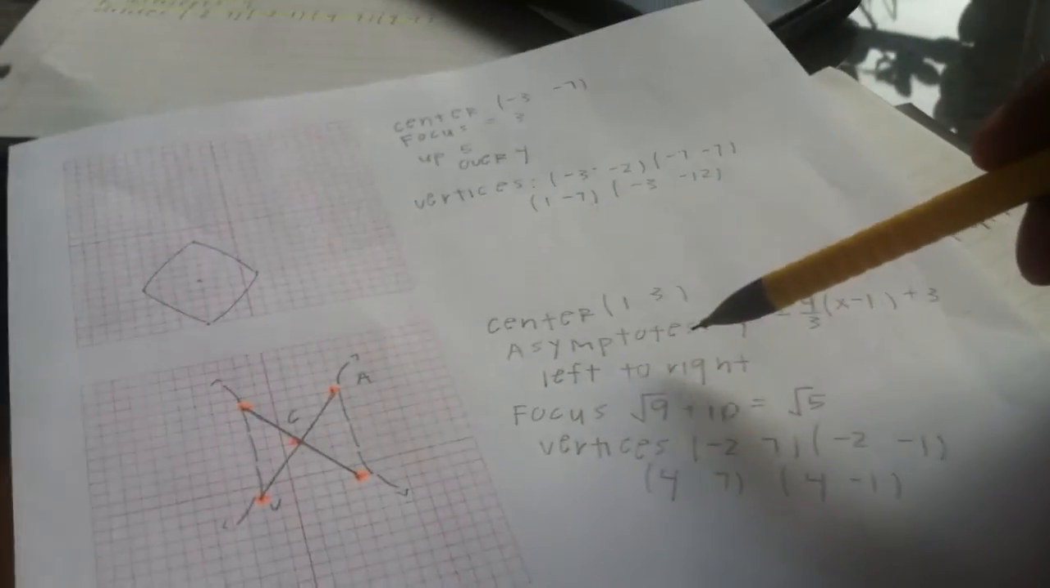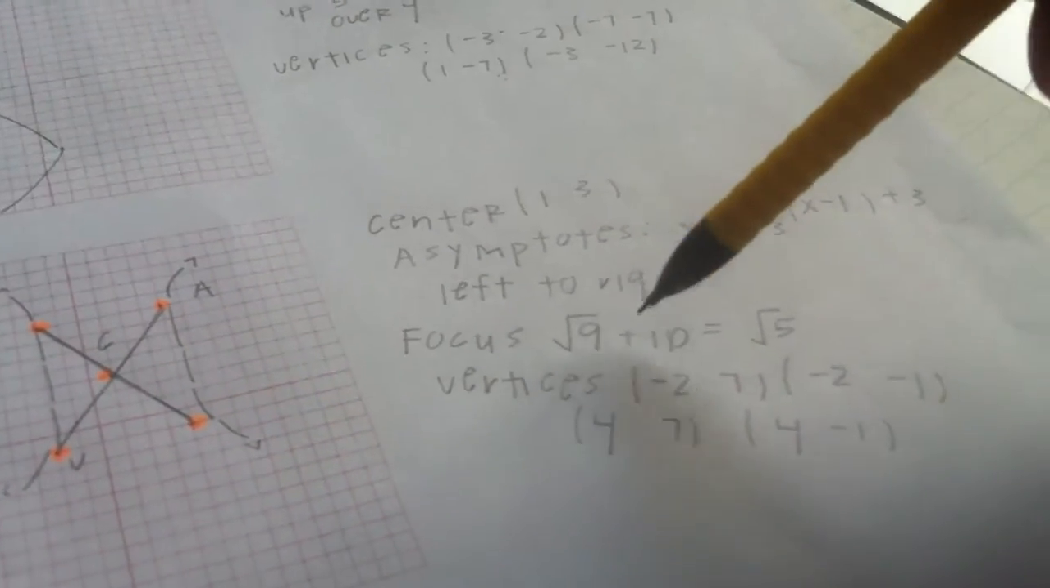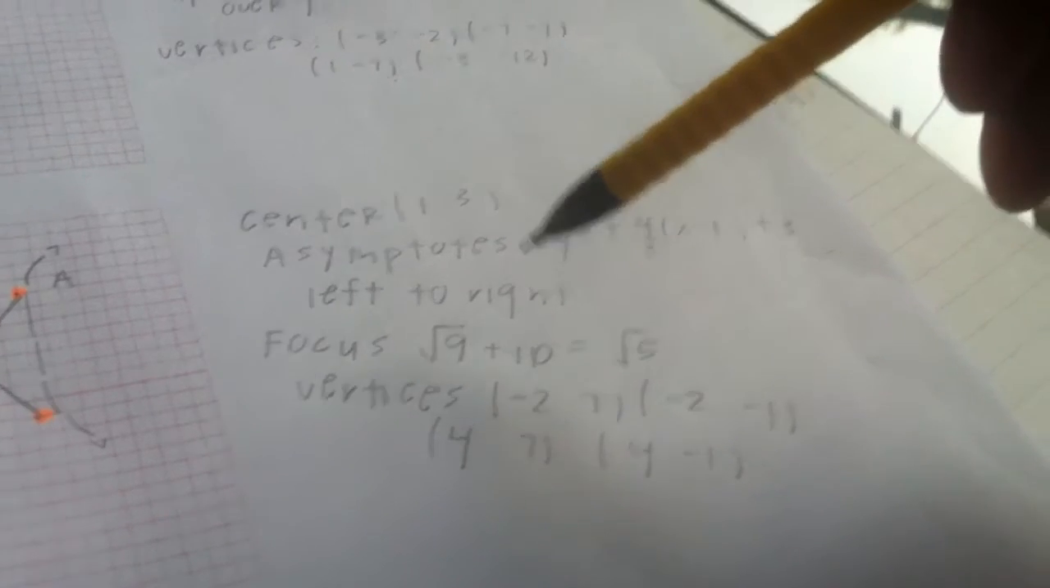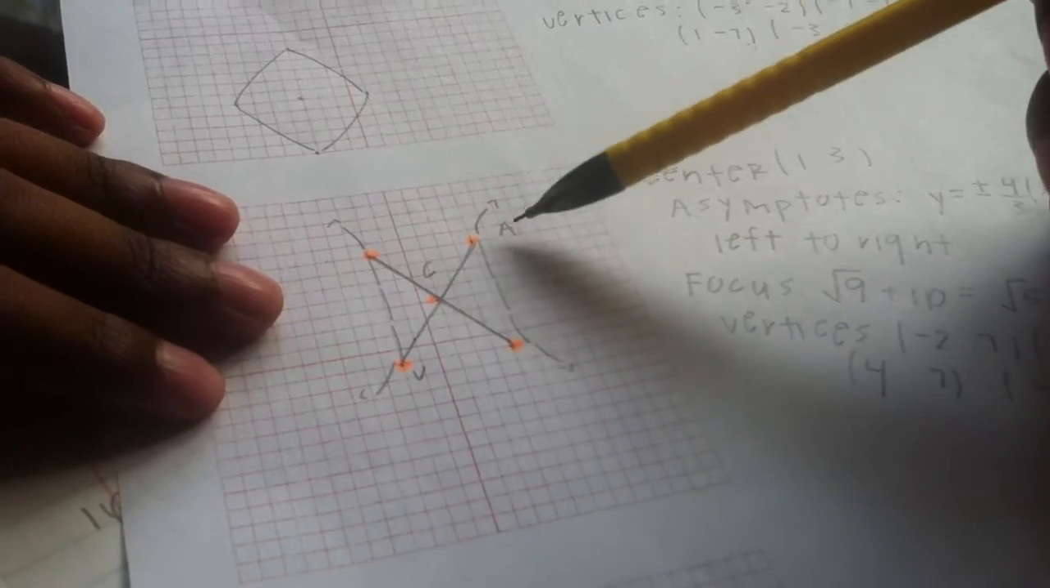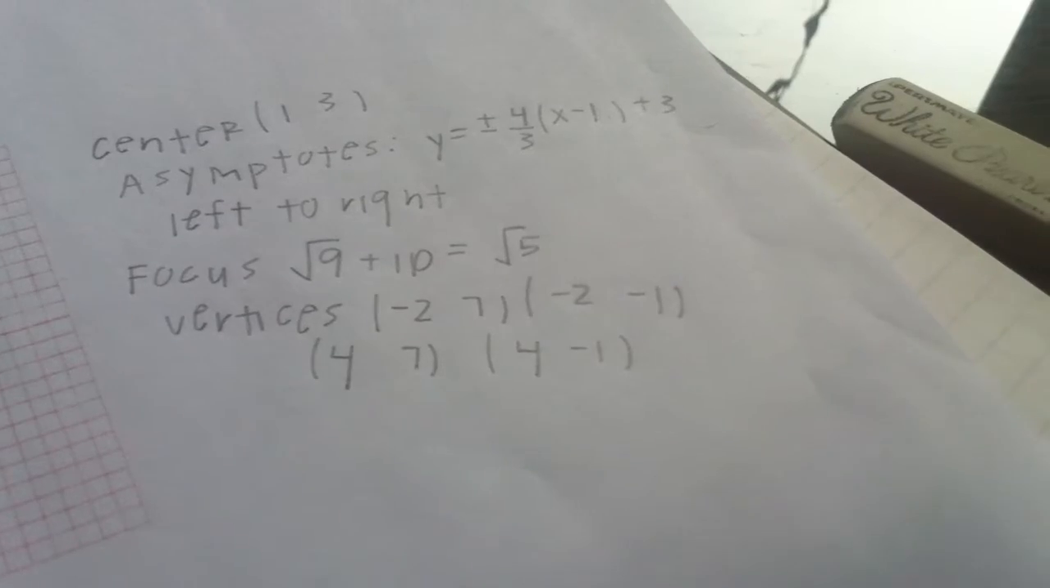And then we know that it's going from left to right because it started with x, and the focus is the square root of 9 plus 16, which is 5. So this is what we got when we graphed it. Here's the asymptote right here, the center, and these would be the vertices, and those are all the vertices right here. So yeah, that's what it looks like graphed.